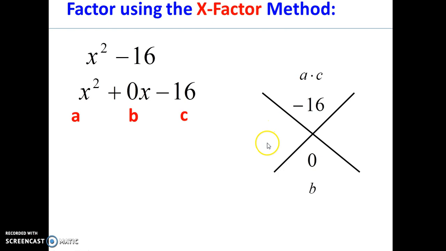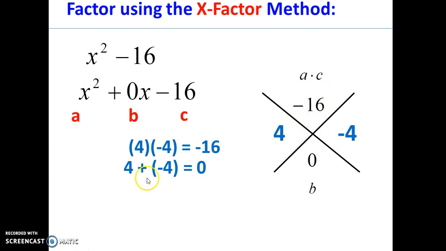So now, two numbers that multiply to make negative 16, and those two numbers must add up to 0. The only numbers that can add up to 0 are a positive and a negative version of itself. So what are two numbers that make 16? Well, 4 and negative 4. Again, 4 times negative 4 is negative 16, but 4 plus negative 4 is 0, so it fits the rule. That means the factored form is x plus 4, x minus 4. And again, that works. Our difference of squares tells us that that's the factored form as well.